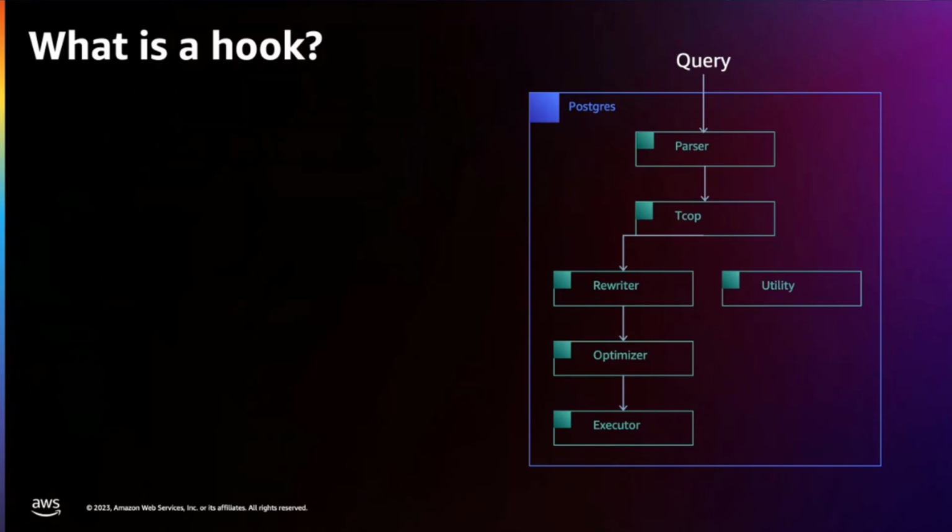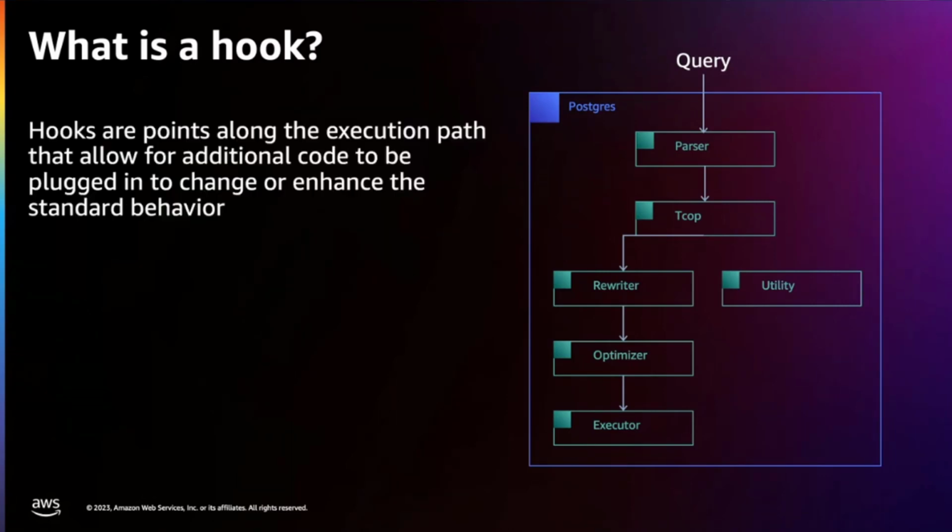Now, where hooks come in is that hooks can let you alter the execution path and add additional functionality, or in some cases, completely rewrite the functionality of what's going on in Postgres. So what do I mean by that? A basic example of a hook is something called a check password hook, where you're authenticating into Postgres.